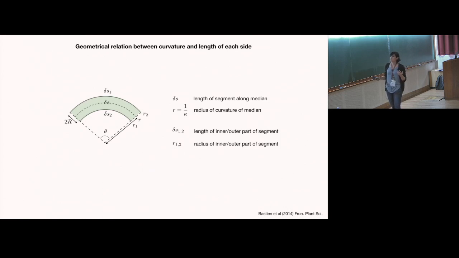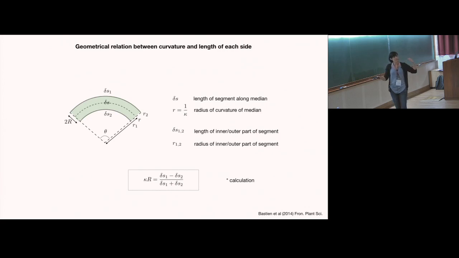So now I can say I have the inner part and the outer part. Delta S2 is the inner part, the shorter part of the organ, and delta S1 is the outer part. And I have for each of these also the radius of curvature. I misplaced them, they're the other way around. R2 is the shorter radius, and R1 is the bigger radius. And at the end of the day, out of a lot of shuffling with the geometry, what you get is this ratio. So here I relate my curvature kappa to the lengths of the segment, of the outer part and the inner part.